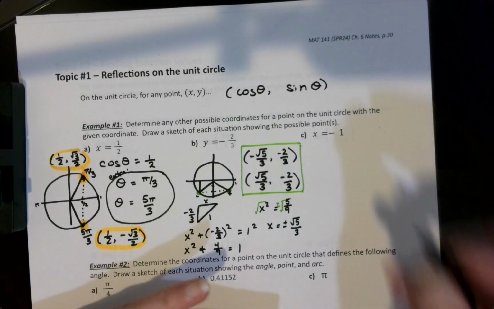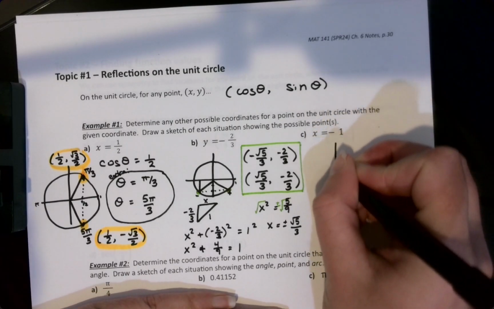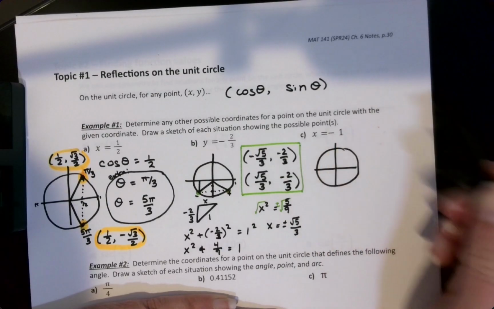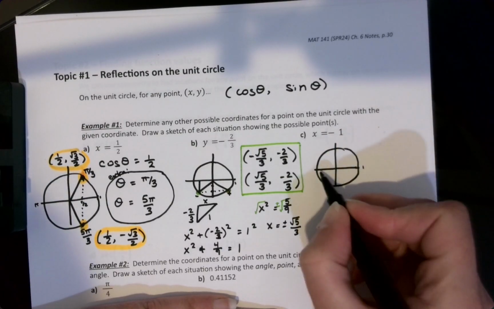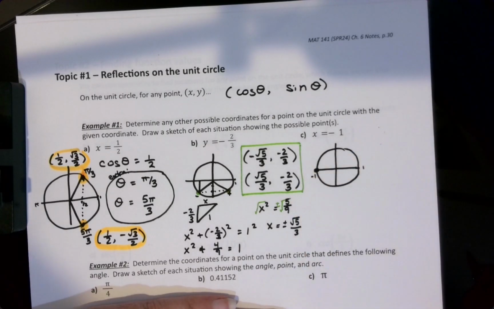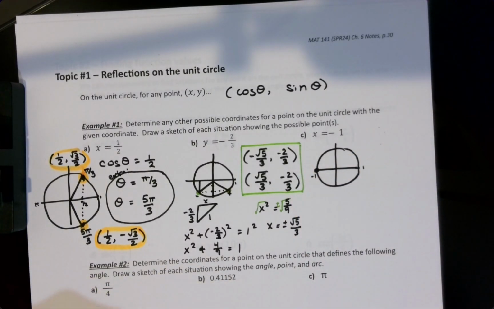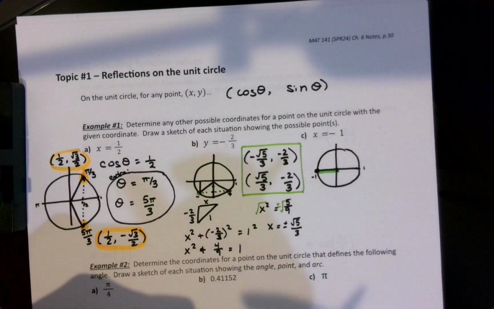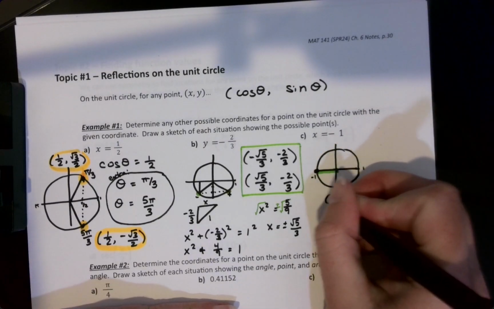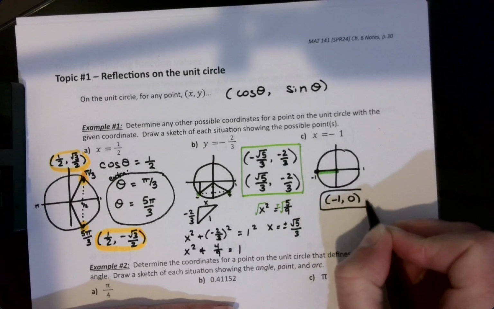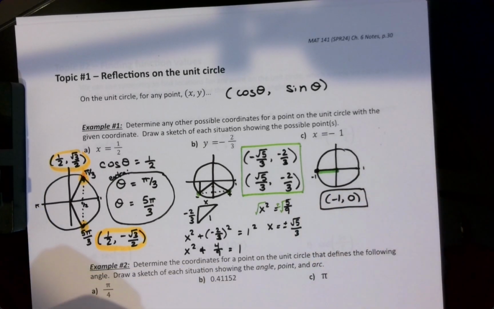Okay, so let's take a look at the last one. X is equal to negative 1. So again, on my unit circle, the only place that x is going to be exactly equal to negative 1 is going to be right here. So there's only one location, and that is going to have the ordered pair negative 1, comma 0. And that's going to be the only way for x to be equal to negative 1 itself.